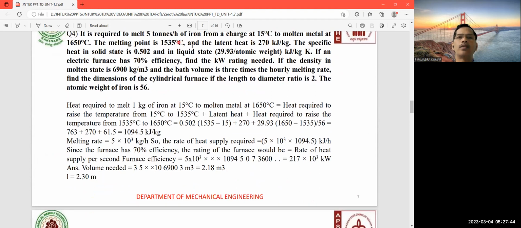What you have to observe is the heat required to melt 1 kg of iron at 15 degrees centigrade to molten metal at 1650 degrees centigrade. In this transformation, the heat required to raise the temperature from 15 to 1535, plus latent heat, plus heat required to raise the temperature from 1535 to 1650. So in all the fundamentals, Q is equal to mCp delta T, Q is equal to m into hfg. So this latent heat is nothing but this particular 270.